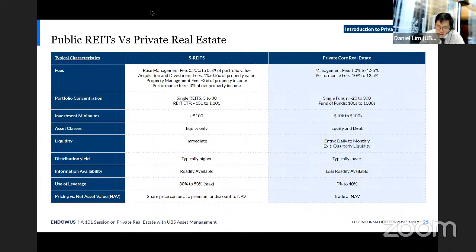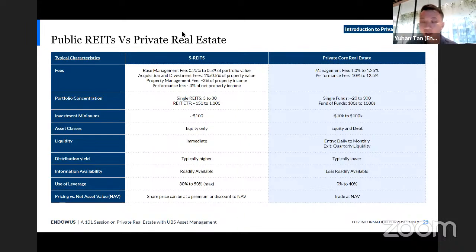So I think that's quite a lot to take in. But I guess to summarize on this slide, I would say the key differences between REIT and private core funds are that you obviously have better liquidity for REITs. REITs focus on maximizing their distribution yield, and REIT share prices could trade at a premium or a discount to the independent valuations, whereas private funds trade at those valuations specifically.